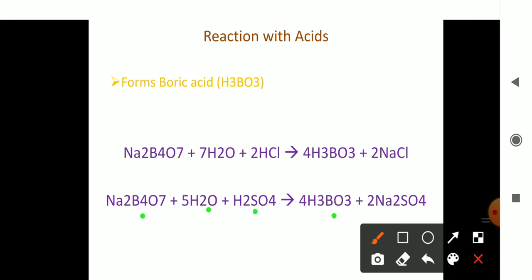What is the formula of boric acid? H3BO3, and the byproduct is sodium sulfate. What is the formula of sodium sulfate? Na2SO4. Okay, so with this, the reaction of borax with acids is over. There are two acids we have taken. One is hydrochloric acid and the other is sulfuric acid, and in both the cases the product will be boric acid.